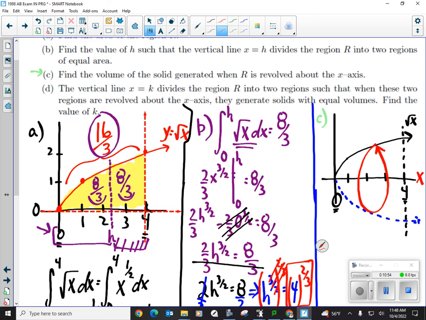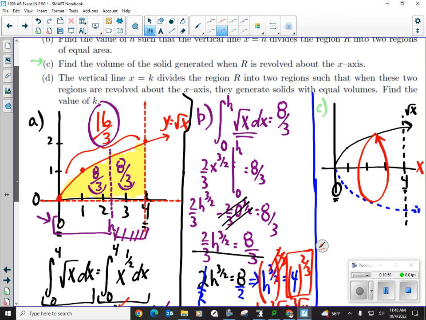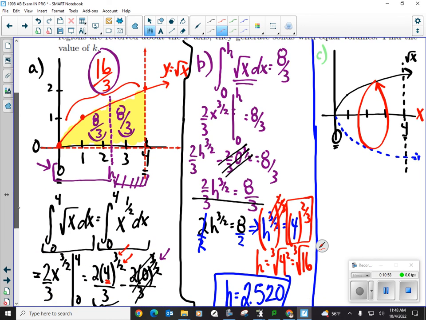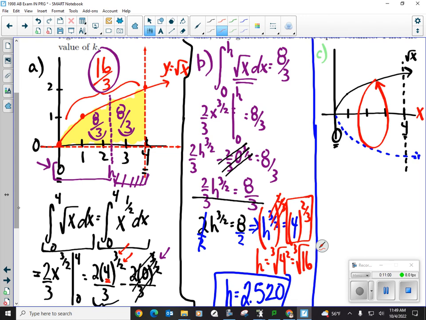Okay? And any time we want the volume, we integrate the area. The area of a circle is pi r squared. What's my radius in this case? Whatever's here, it's the square root of x. This line represents my radius.